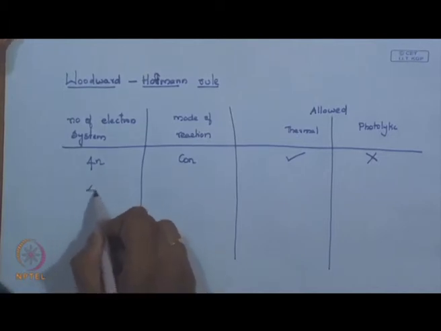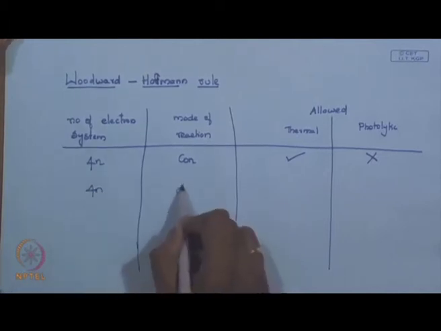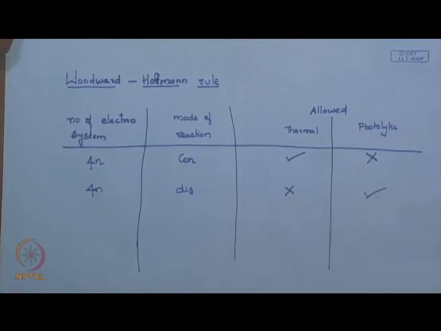Then 4n, if I want a dis, in which it is allowed? It is allowed in thermal or light? Yes, it is allowed in photolytic condition, thermal it doesn't work.